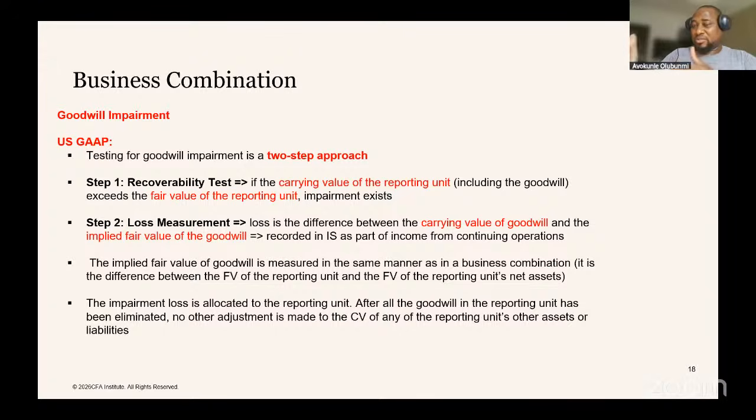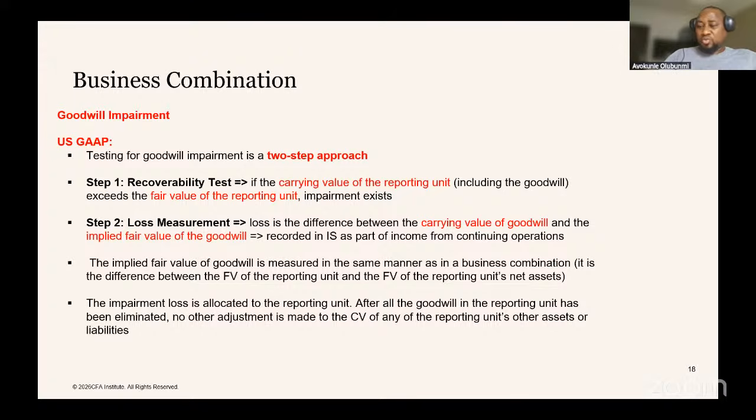And under the full goodwill approach, what are you doing? We are comparing the fair value of the company's valuation with the fair value of the net assets. The difference between the fair value of the company and the fair value of the company's net assets is the goodwill. So we compare them to get the implied goodwill using the current conditions. Once we get the implied goodwill, we compare it with the carrying value of the goodwill. If the implied fair value of the goodwill is lower than the carrying value, then you write it down to the implied value of the goodwill.